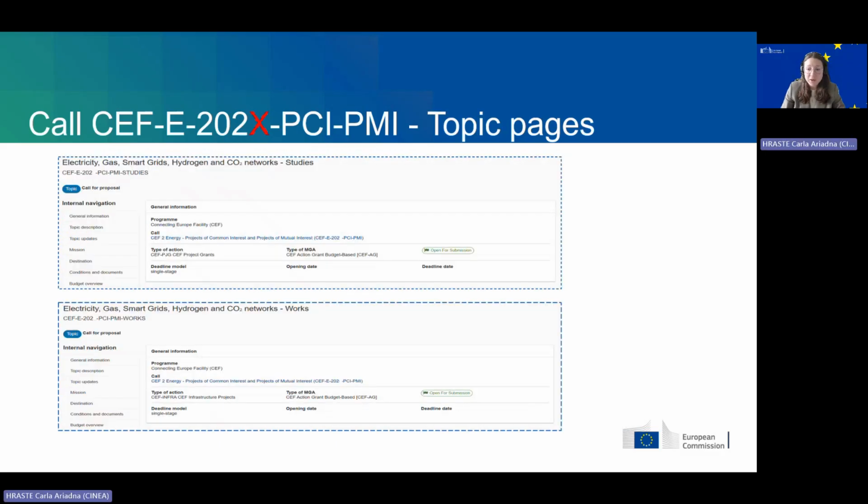Once you click on a specific call topic, in this case either studies or works, you will find information such as general information, the description of the program and its priorities, objectives, expected outcome and impact of the project, key documents, legislation and forms to be filled out, MGA, and a partner search tool.